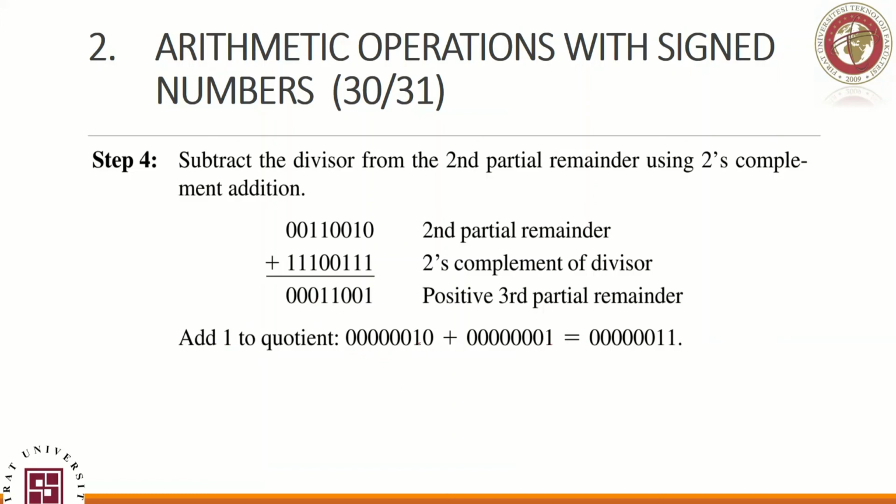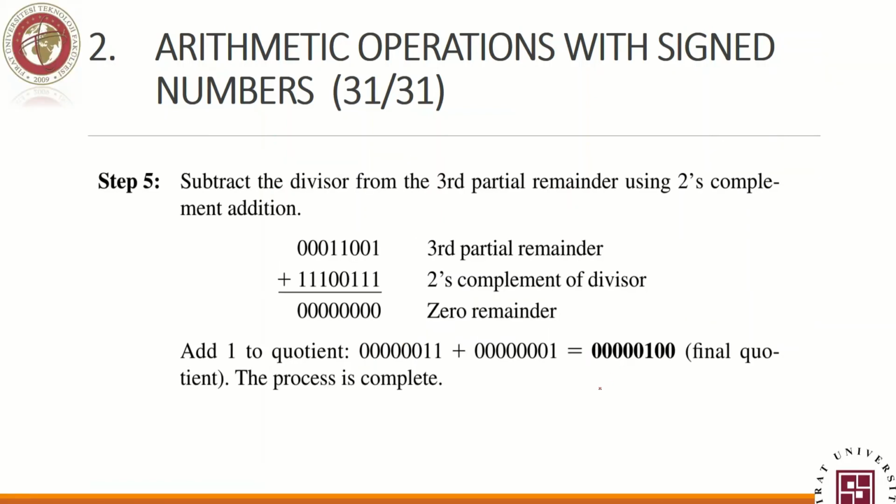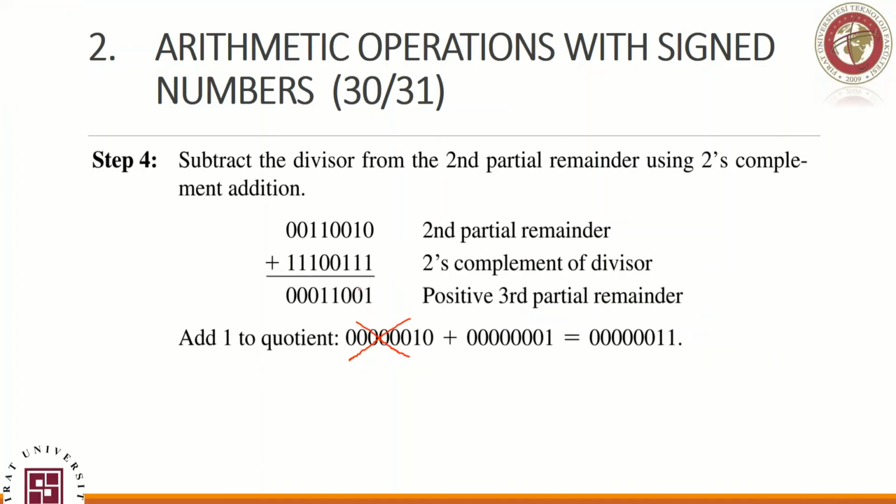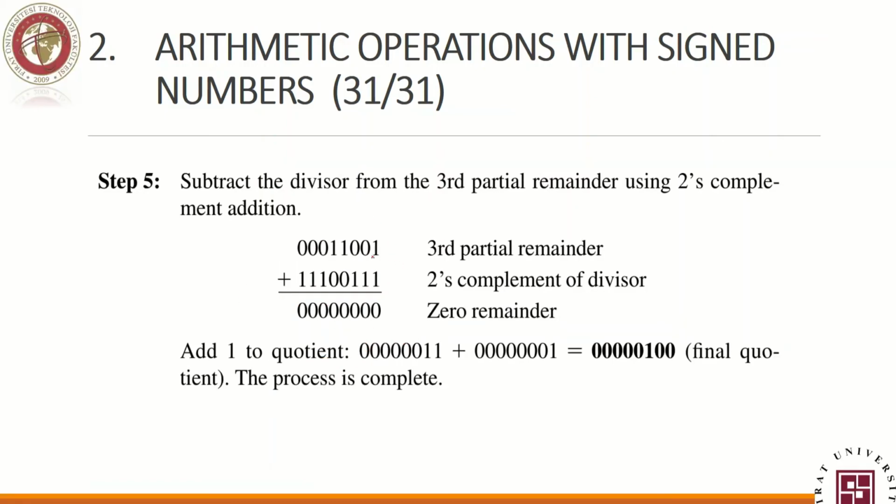So we have 1, 0. Actually, take this one. You can just write it, ignore reading it. So 1, 0 plus 1, that is 1, 1. So 0, 0, 0, 0, 0, 0, 1, 1. Okay? Now, next to that, what are we going to do? Again, we have a remainder, positive 1. Subtract or add it to the 2's complement of the divisor. That means subtract this number from it. Okay? Do the same process.